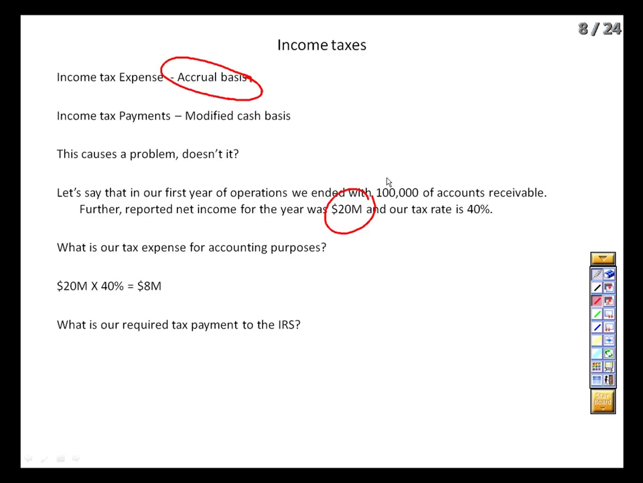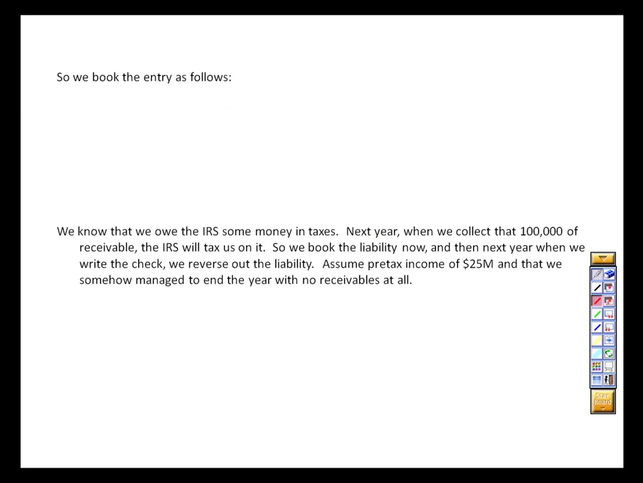we should recognize income tax as 40% of this, or $8 million. But our taxable net income reflects only the cash receipts, and so now we are only being taxed on $19,900,000. What do we write the check for? $7.96 million. So what this means is that we're going to debit our income tax expense for the $8 million. We're going to credit taxes payable for $7,960,000, and what is this $40,000 difference?